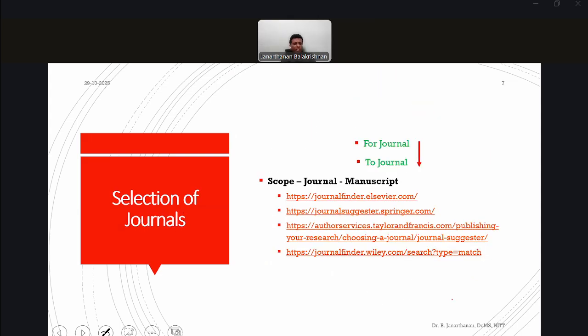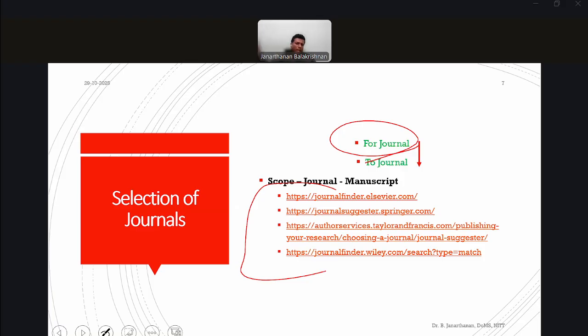So how do you select journals? One is for the journal or to the journal. For the journal is you write a paper for the journal. I choose the journal and write a paper for it. To the journal is I have written a paper and identify a journal for that particular paper. Okay, these are the for and to the journal approaches. So these are some of the journal finder mechanisms that you can use. I'll share the PPT. You can use it.